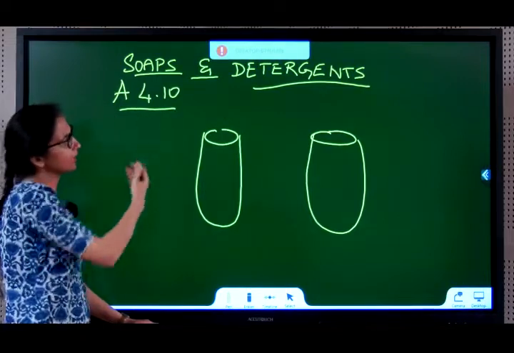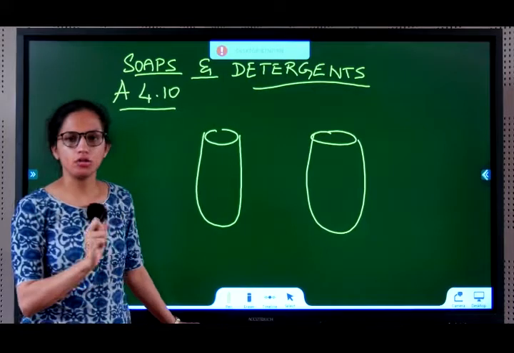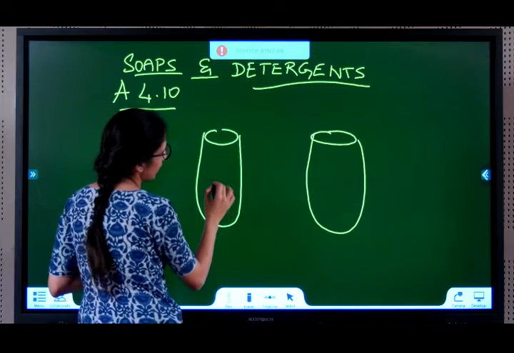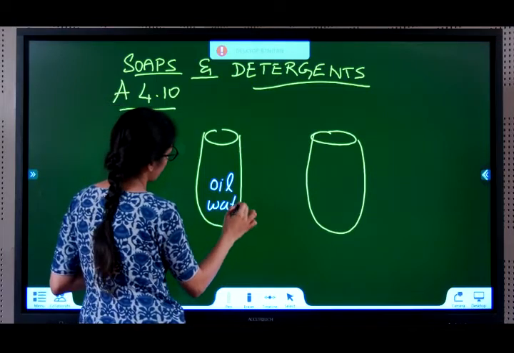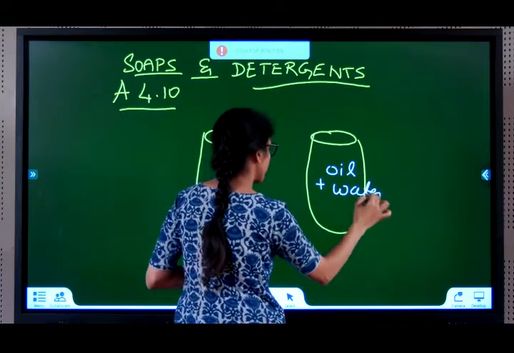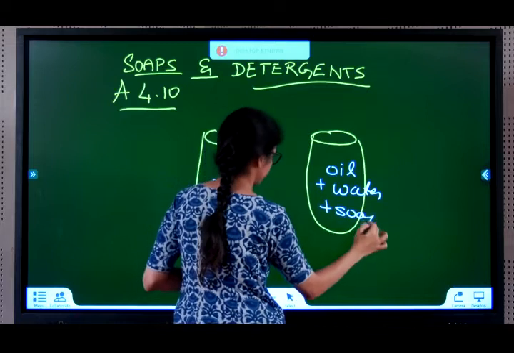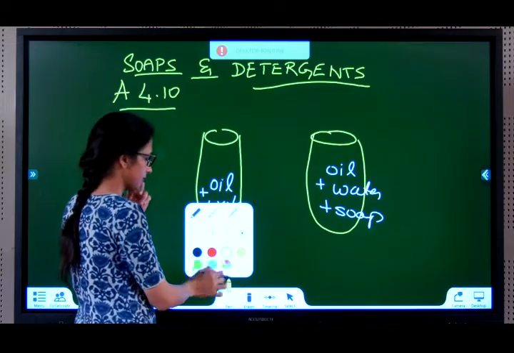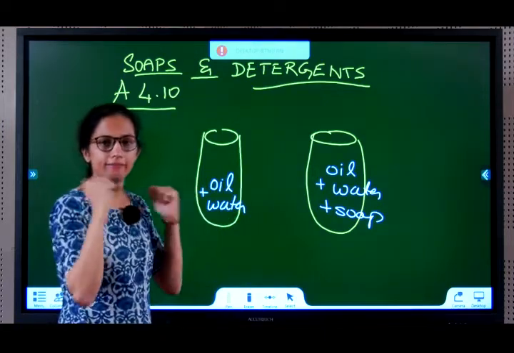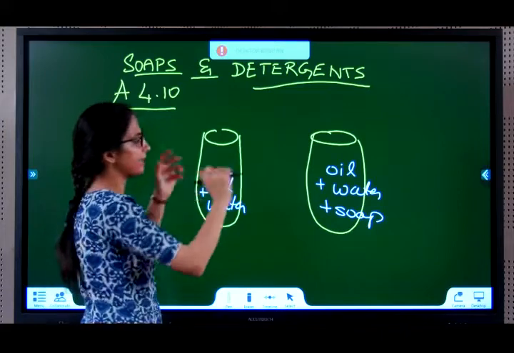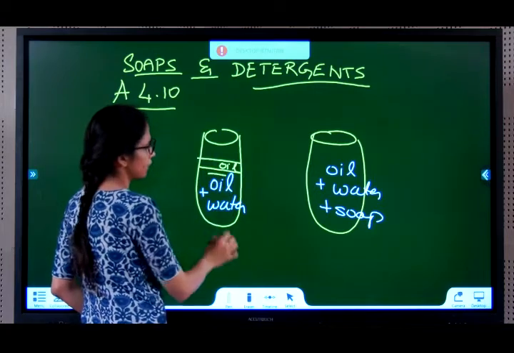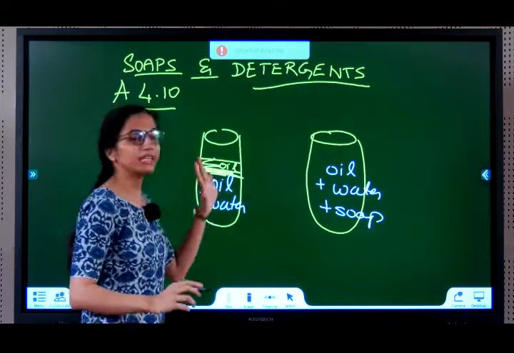So before we understand that in detail, we'll conduct a few experiments and note down observations. Activity 4.10, we take two test tubes in which we add oil and water. In one more test tube, we add oil, water and soap. Once I add this and mix them well and then leave the test tubes, the oil and water immediately separate out. Oil will be on top and water will be below.